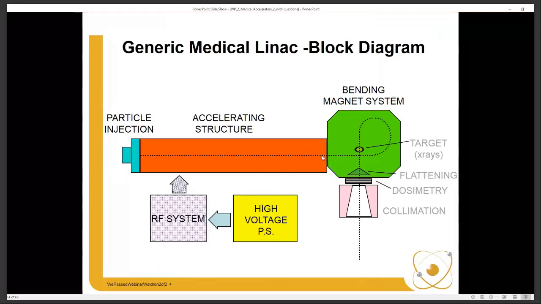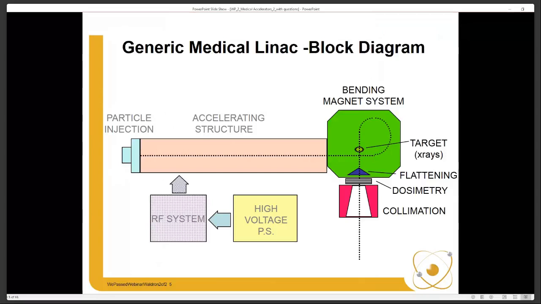The electron beam, in most cases, enters a bending magnet system. The role of the bending magnet system is to effectively act as a bandpass energy filter and select a narrow range of energies from the intrinsic electron energy, which is what we call the electron spectrum prior to entering the bending magnet.